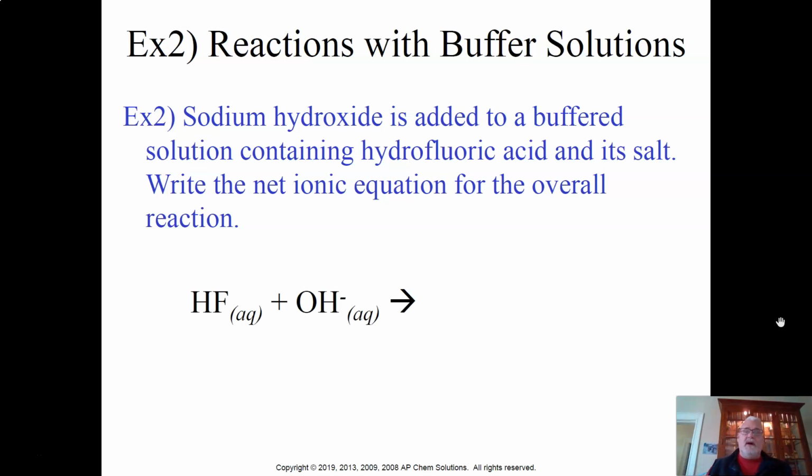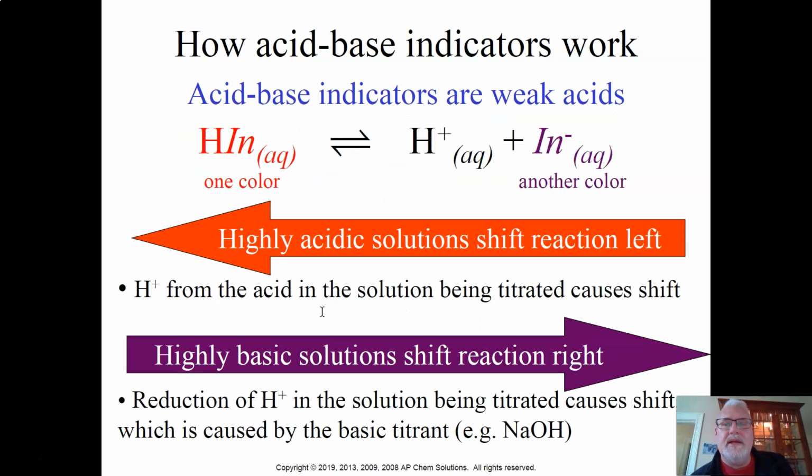Boom. Hopefully you saw that the hydrofluoric acid is weak, so it's still intact as HF, and it's just the OH in the strong base. Now that's going to rip that hydrogen away from the HF, leaving you F minus and H2O liquid. Nothing new here. Okay? So hopefully you're feeling pretty comfortable with those reactions.